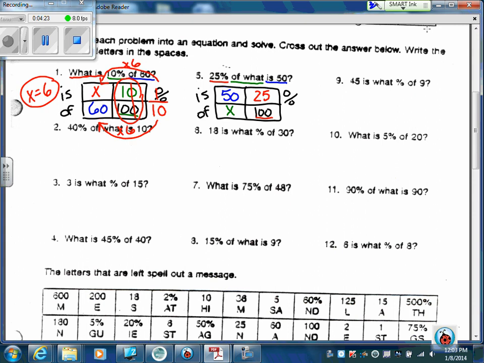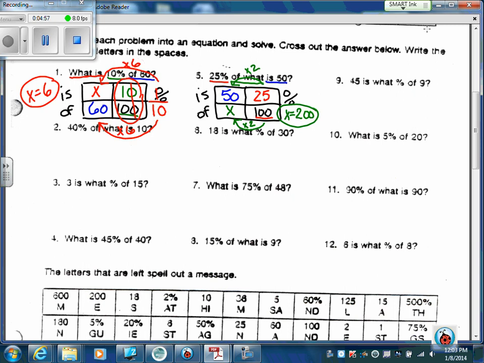Again, I'm looking for a friendly scale factor. In this case, I could find a base. Do I have to? No, because I know that 25 times 2 is 50. My scale on the bottom has to be the same, times 2. I know 100 times 2 is 200. So x would equal 200. So 25% of 200 is 50.